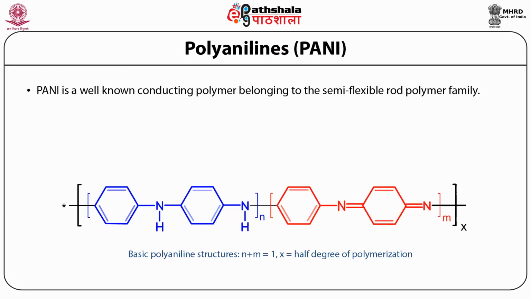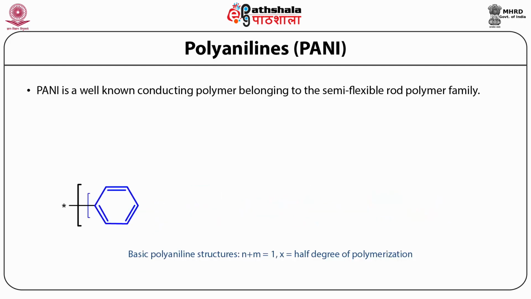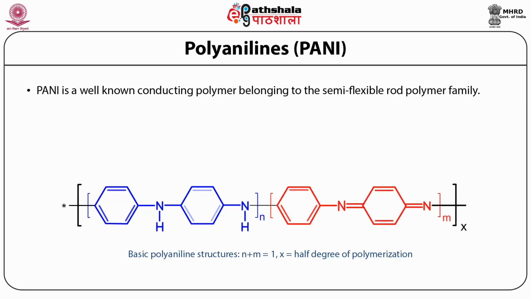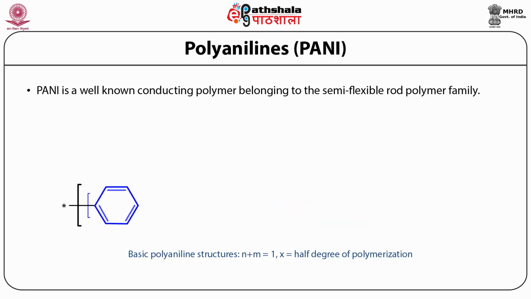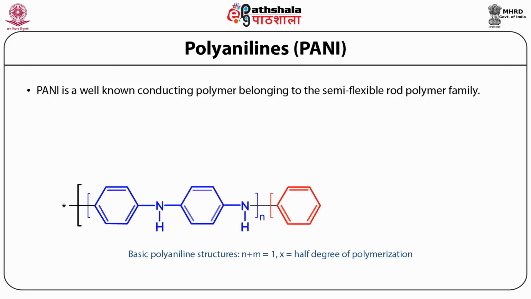Polyaniline or PANI. Polyaniline, commonly known as PANI, is one of the most studied conducting polymers due to its high electrical conductivity and rich chemistry it offers. Polyaniline is a conducting polymer belonging to the semi-flexible rod polymer family. It was first synthesized in 1862 by Letheby when he carried out the electrochemical oxidation of aniline in sulfuric acid.